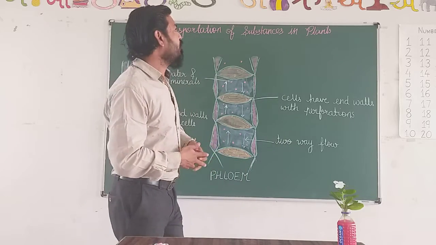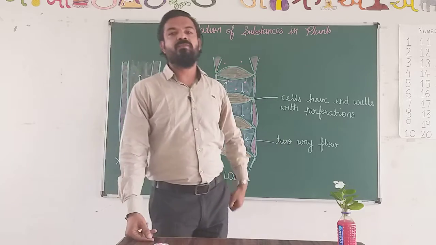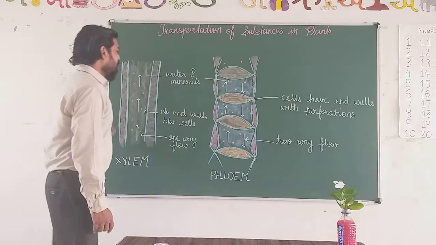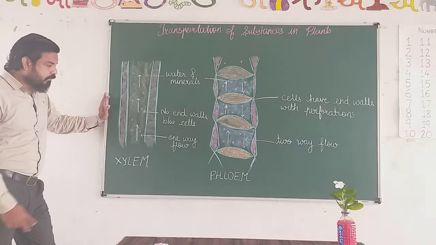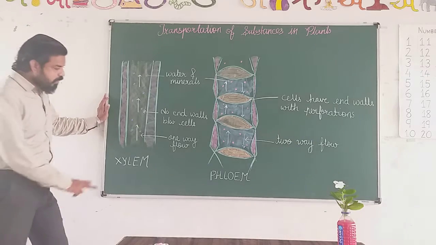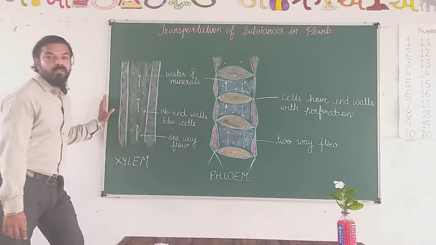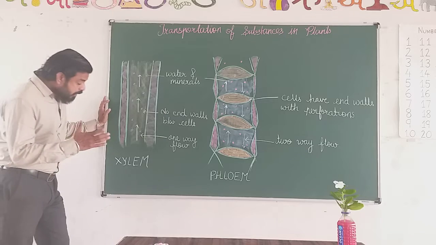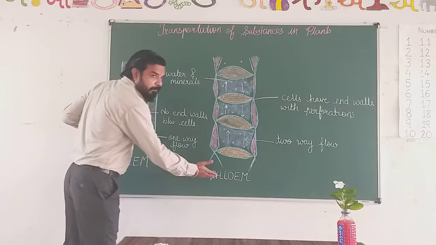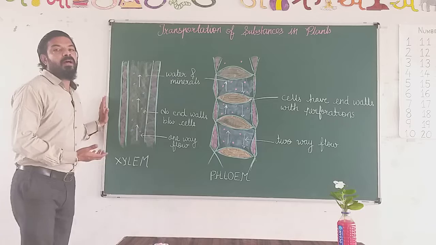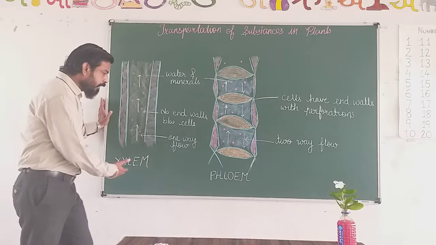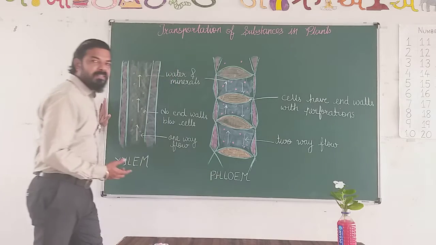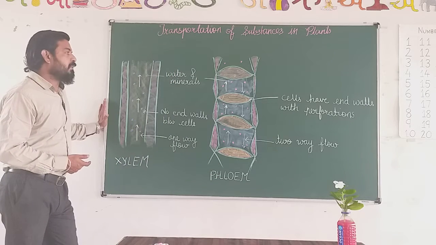Similarly, now we have the transportation of substances in plants. You can see, dear students, here we have two names. Here, this is the xylem and the phloem. Both are vascular bundles. Xylem and phloem both are the vascular bundles.